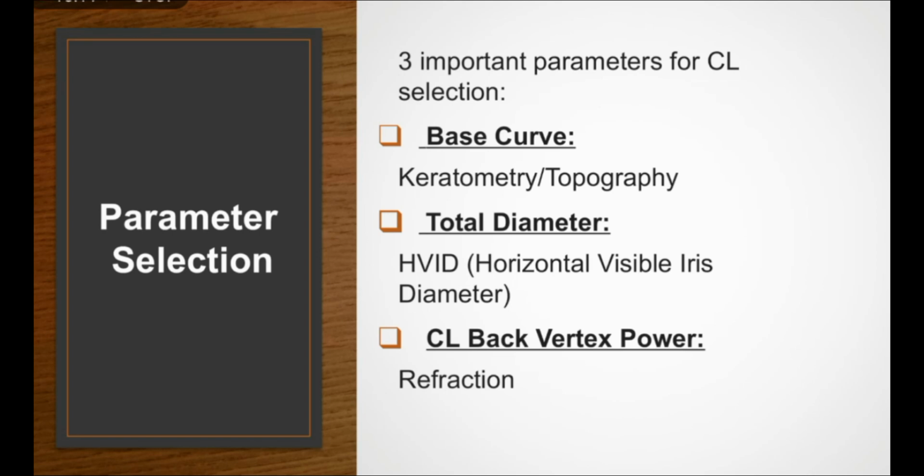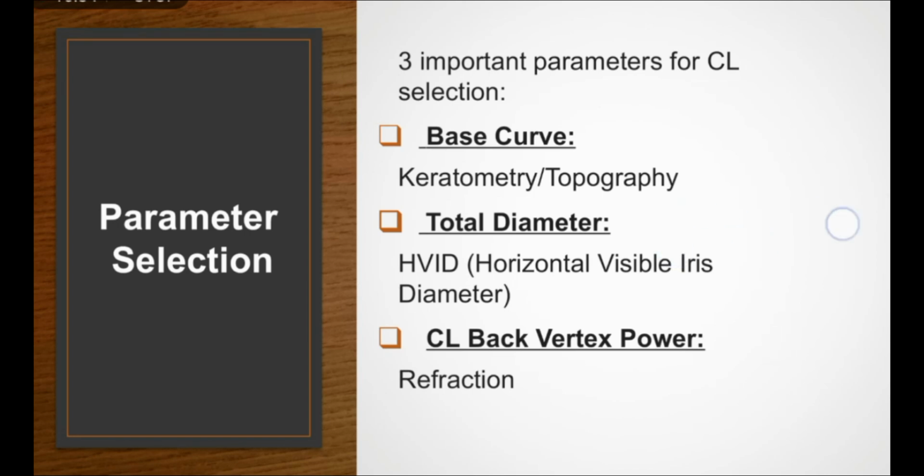And while you are choosing the contact lenses, after the selection of the contact lens, you have to select which type of base curve I have to give to the patient, with how much diameter the contact lens should be, and how much the contact lens power will be.